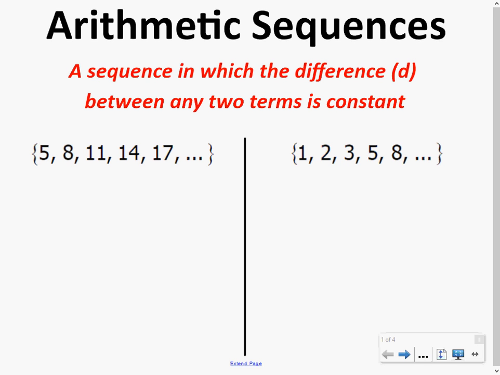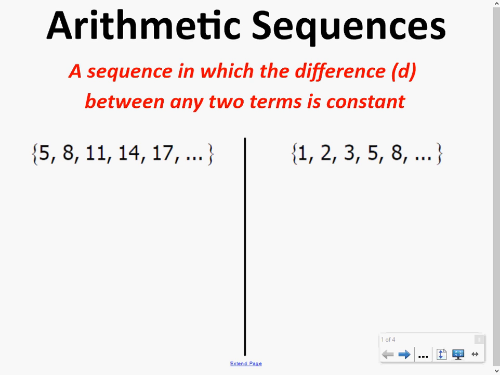Hey everybody, in this video we are going to talk about a specific type of sequence and series. Now you talked about these back in Algebra 1, so it might seem a little bit familiar. These are what we call arithmetic sequences, and these are sequences that have a constant difference between any two terms. So it looks like you're adding or subtracting the same number to get from one term to the next.